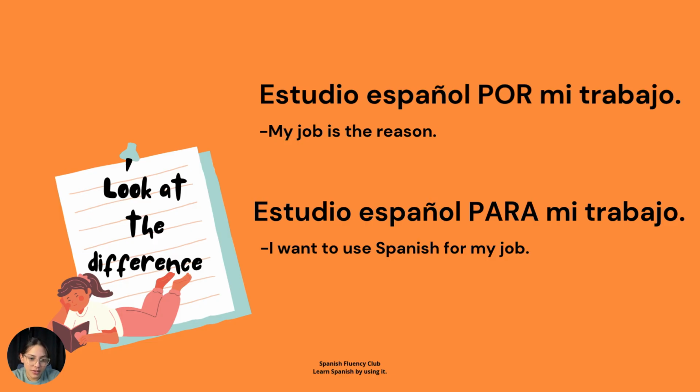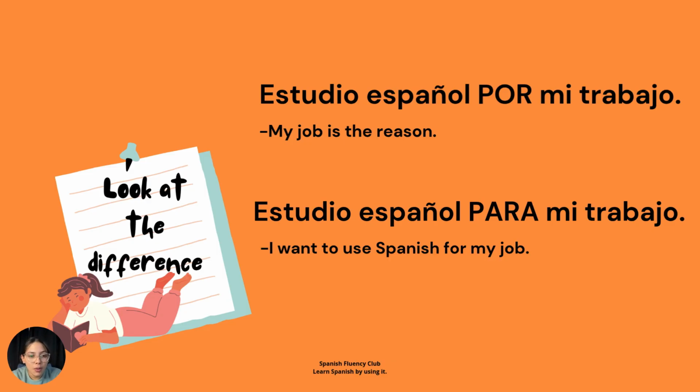Look at these two sentences. The first one is "estudio español por mi trabajo." And the second one is "estudio español para mi trabajo." And here's the interesting part. Both sentences can be correct, okay? But they don't communicate exactly the same idea.